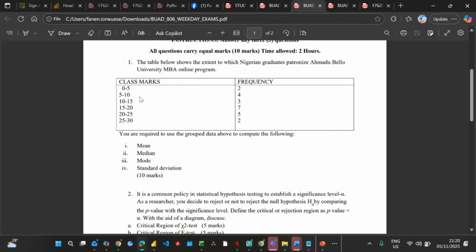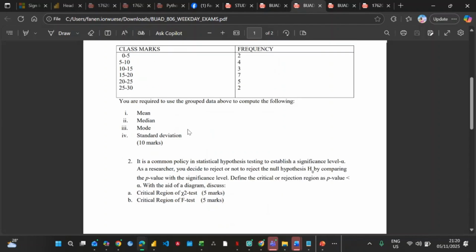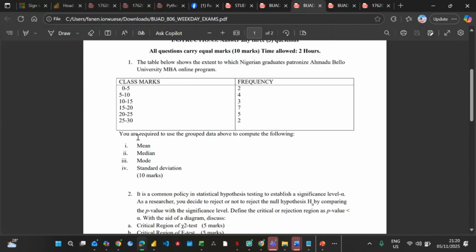the table below shows the extent to which the Nigerian graduate patronized ABU, right? So we have a class mark, and the class mark is just giving you an interval. So from 0 to 5, 5 to 10, 10 to 15, 15 to 20, 20 to 25, and 25 to 30. So the frequency here now, that means the people that fall here, they say that 2, 4, 3, 7, 5, 6. That's the frequency. So the class marks, you understand?